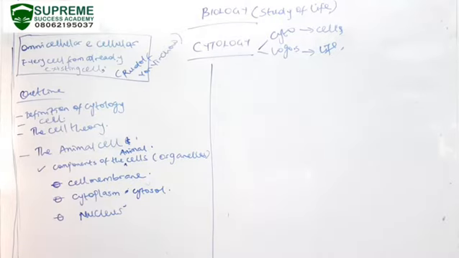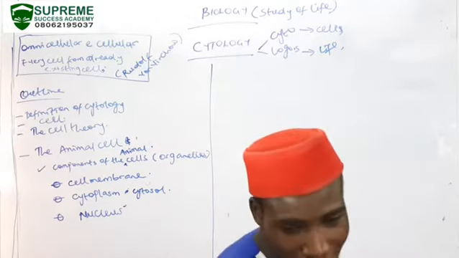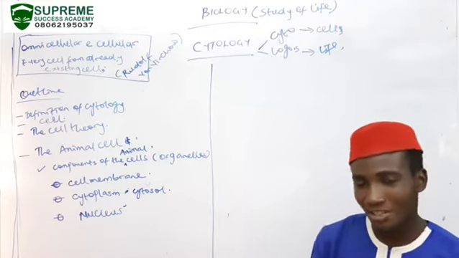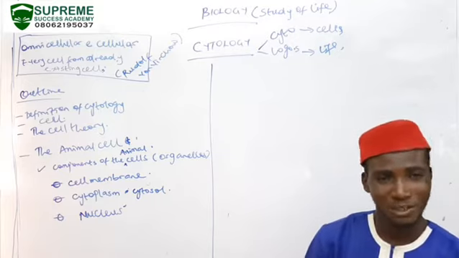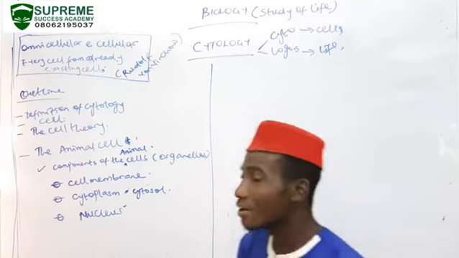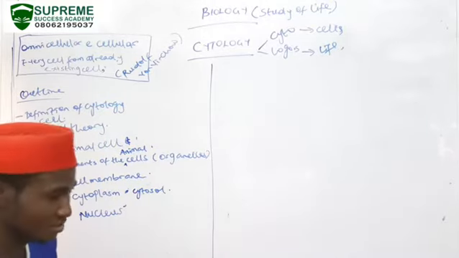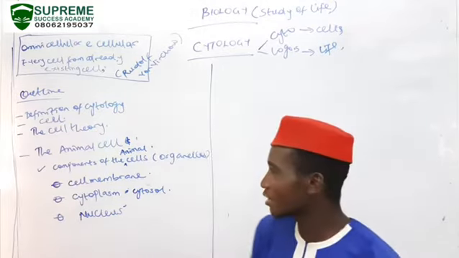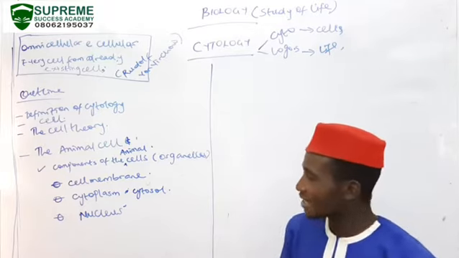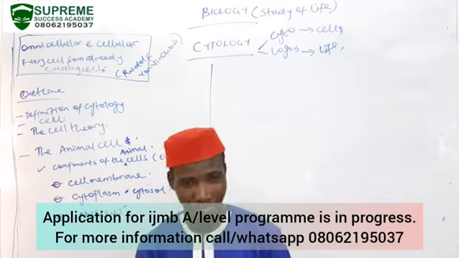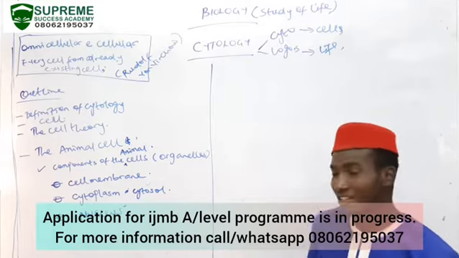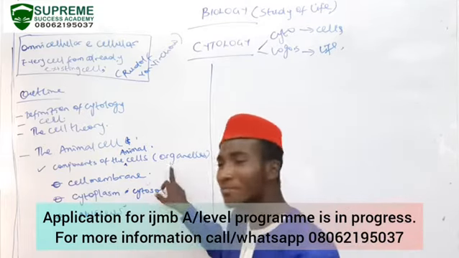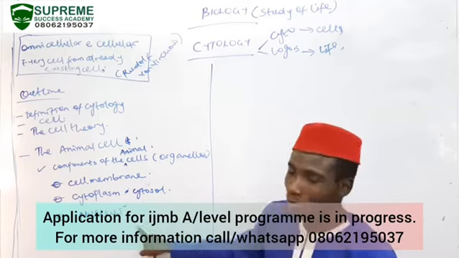I'll be discussing it under the following headings. One, the definition of cytology. Then, if we have defined cytology as the study of cells, we look at what a cell is, the historical overview of the cell, and how the cell comes to be. Then we'll also describe the cell theory, then the animal cell and its components. The components of the animal cell are divided into three: the cell membrane, the cytoplasm, and of course the nucleus.